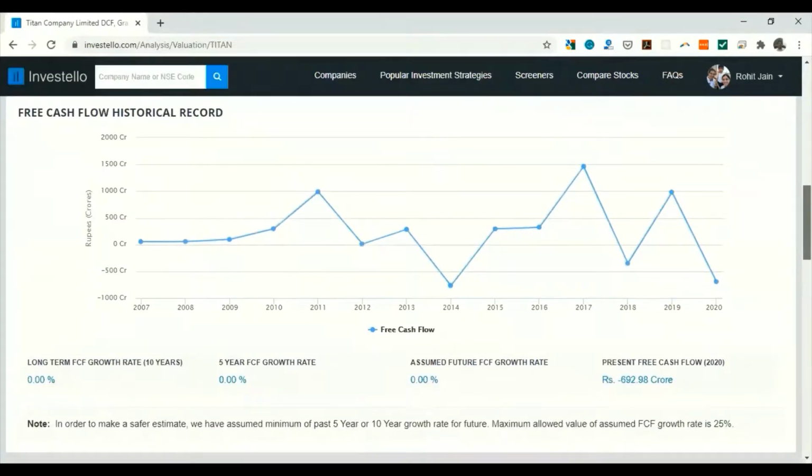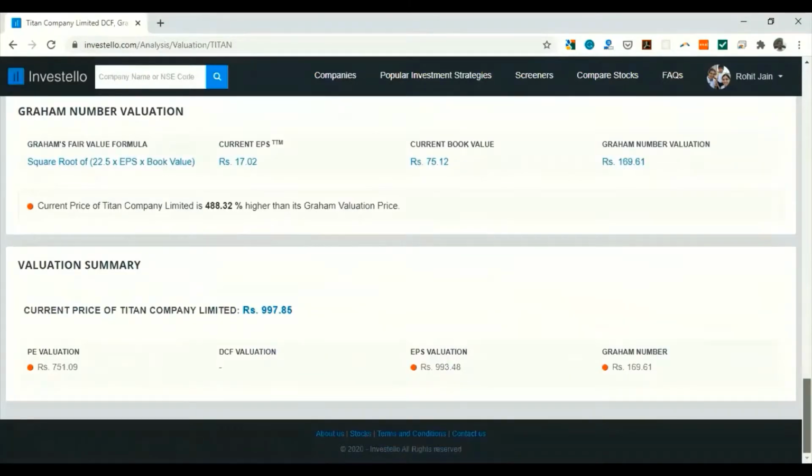Ideally, we should purchase a stock which is either undervalued or fairly valued. If a company's stock price is less than the price given by at least two valuation models, we can say that it is fairly valued.